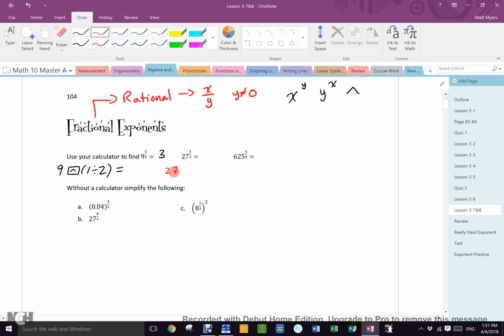Now, everybody do that with 27, except it's not 1 divided by 2. What is it now? 1 divided by 3. And what do you get? 3. Now, everybody do it here. 625, exponent button, 1 divided by 4. And what do you get? 5.